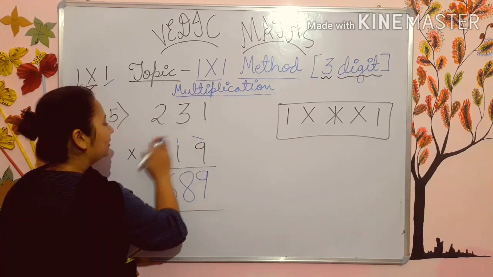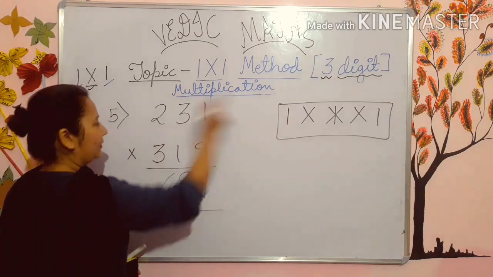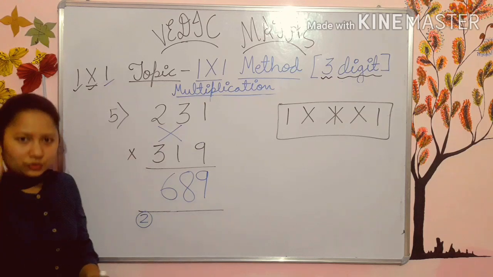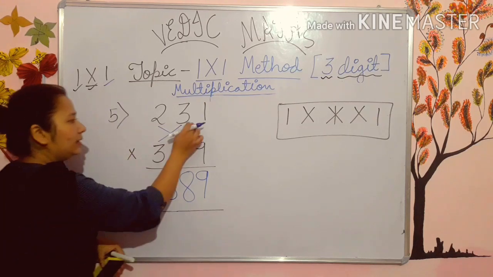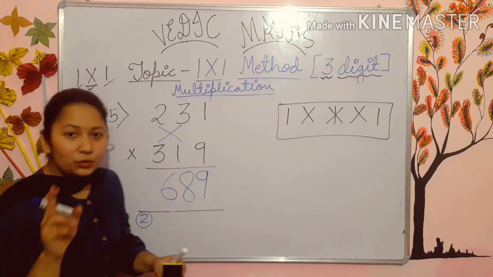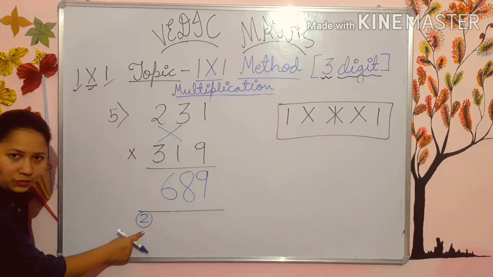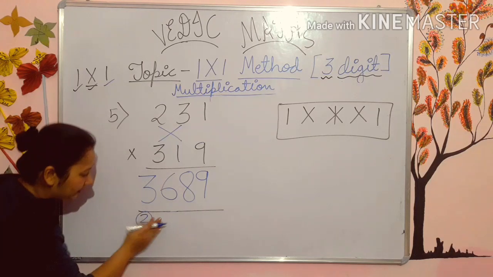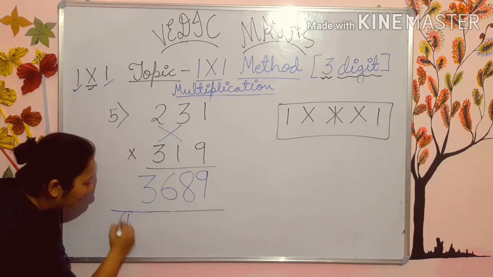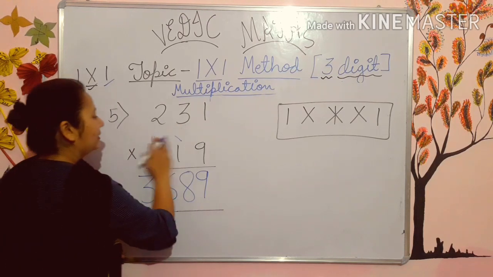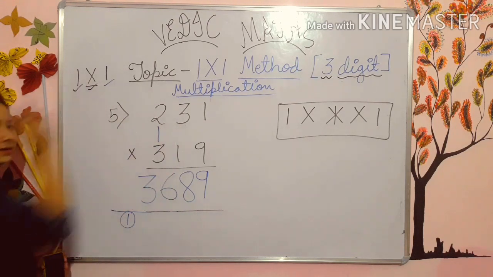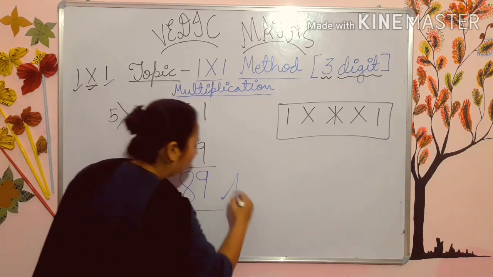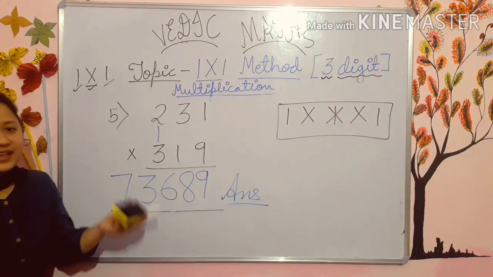Now the next is X cross. Now 2 1s are 2, keep it in your mind. 3 3s are 9. So 9 plus 2, 11. 11, 2 here again. 11 plus 2, 13. 13, 3 here. 1 will go carry. And the last is 3 2s are 6. 6 plus 1, 7. And this is your answer without doing any calculation.